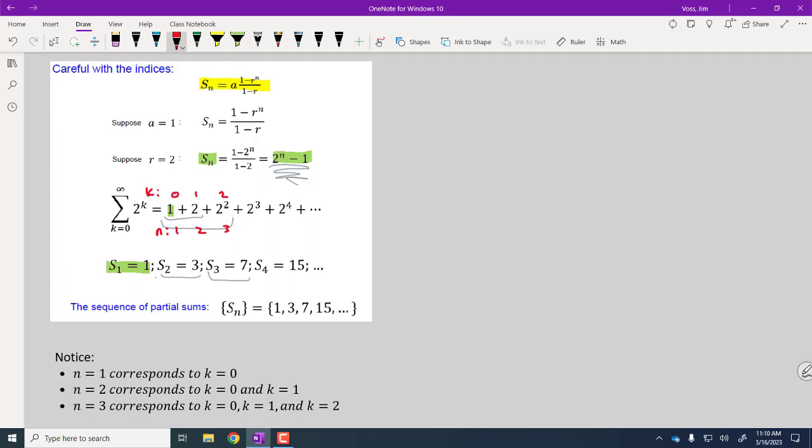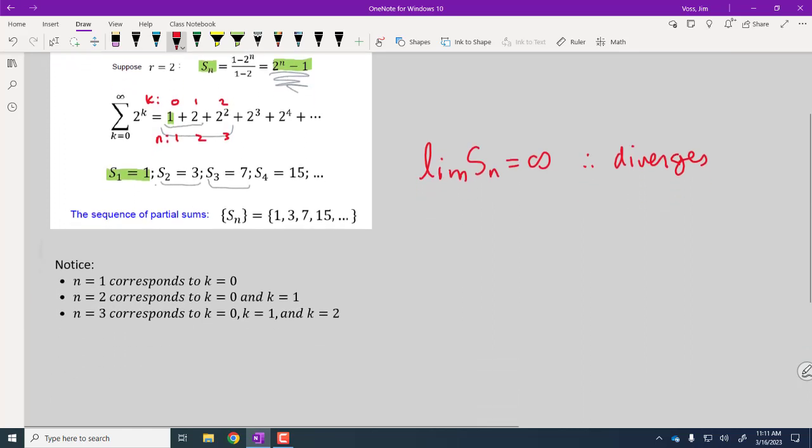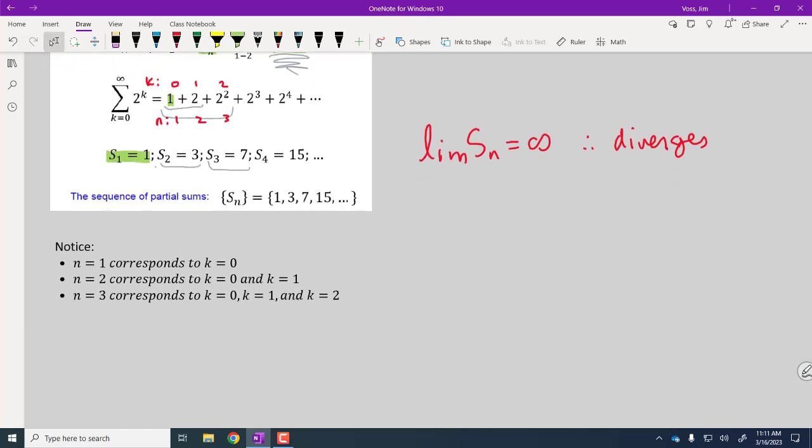All right, so down here when we're finding S sub 2, that's the sum of the first two terms. Plug in the 2 right there, we get the 3. So there's our sequence of partial sums, and clearly the limit of S sub n is infinity. So therefore we have divergence. This series diverges. But just be aware, k values and n values are different, not always, but they can be. Okay, so there's a summary of it. Notice that in this case, when n is 1, k is 0. When n is 2, we have k equal to 0 and 1.